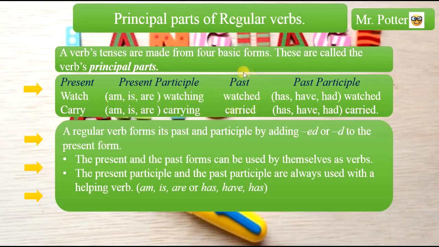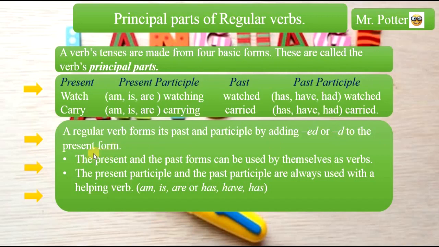Then we have the past verbs. The past verb is when you did the action before. Okay? And the characteristic of these verbs is that you need to add ed at the end of the verb. Then we have the past participle. The past participle verbs are when you did the action a long time before and you are still doing it. But in this case, you need to add the helping verbs has, have, or had.